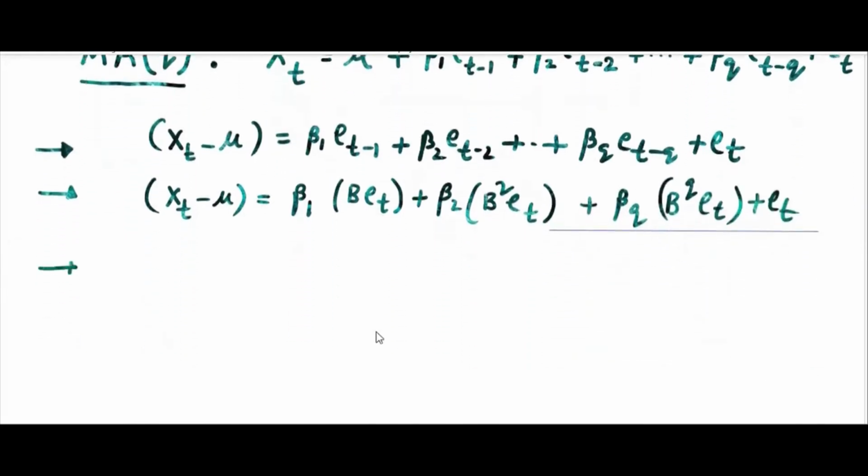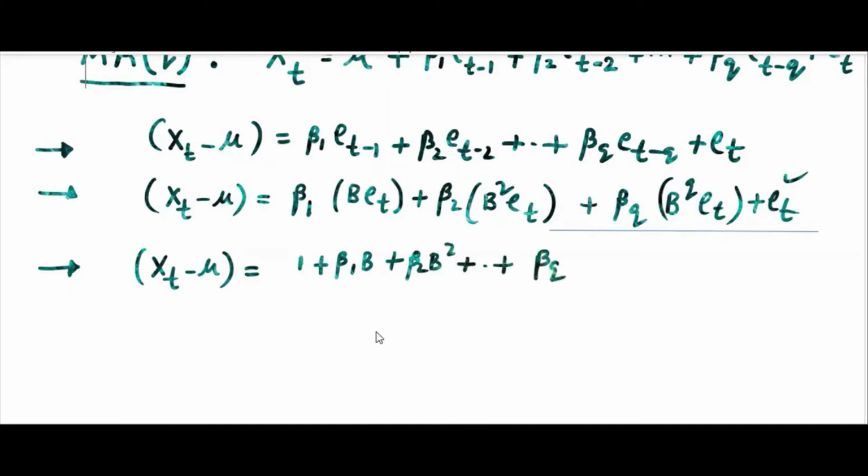Then if you take everything common, you can write Xt minus mu is equal to, taking et common, 1 plus beta 1 B plus beta 2 B squared, and so on, up to beta q B^q. So if you take et common, you will get 1 here, from the last term et, then from here beta 1 B plus beta 2 B squared, then beta q B^q.